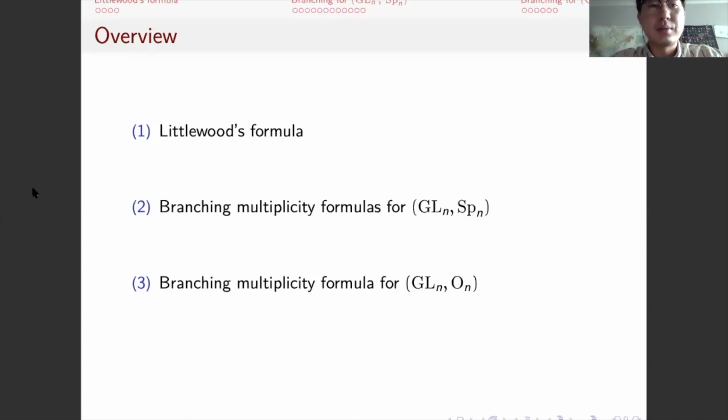My presentation has three parts. First, I will explain the Littlewood restriction formulas. Second, we will review two formulas of the branching multiplicity for symplectic groups, which generalize the Littlewood formula. In this part, I will explain that the motivation for our work came from an observation on these two formulas. Finally, I'll state our main result and explain the main ingredients of the proof briefly.